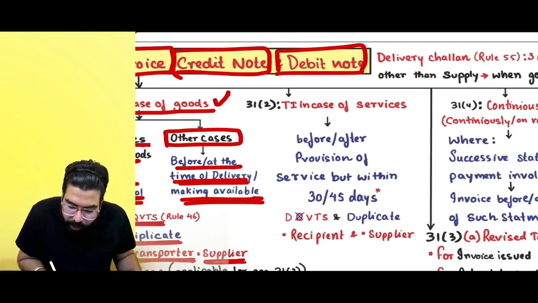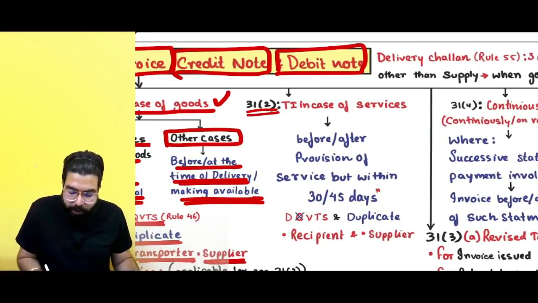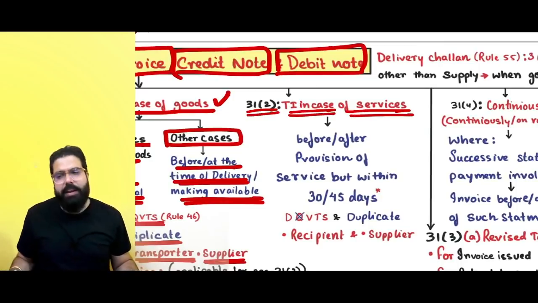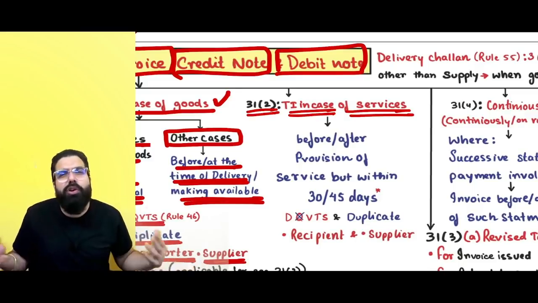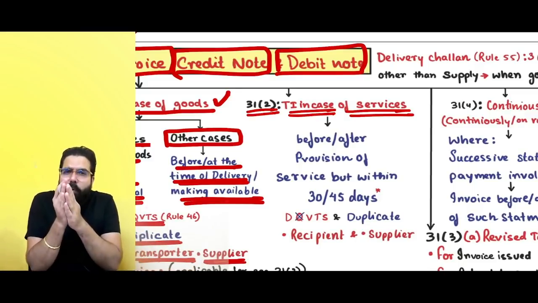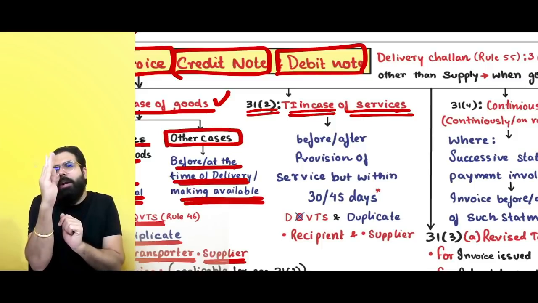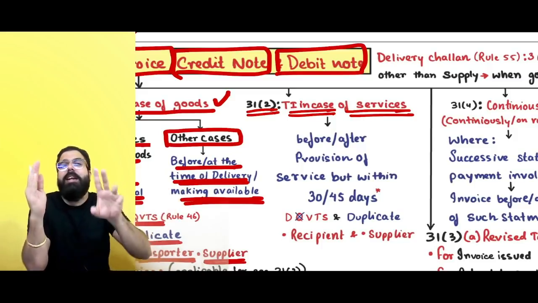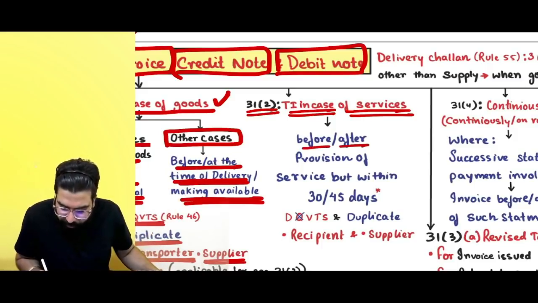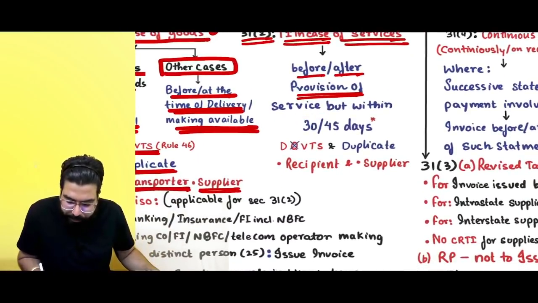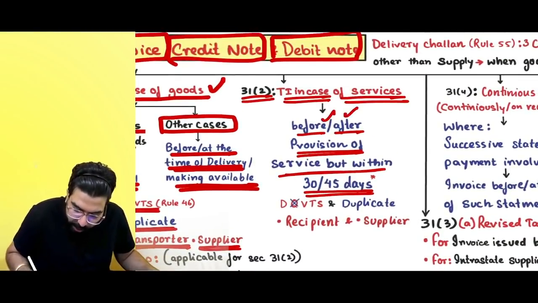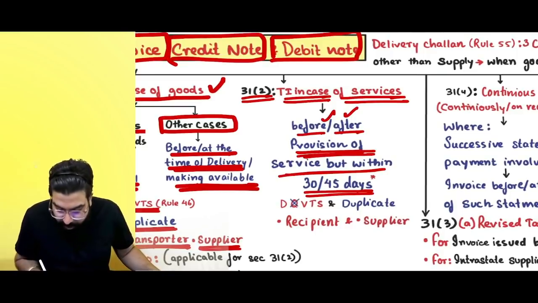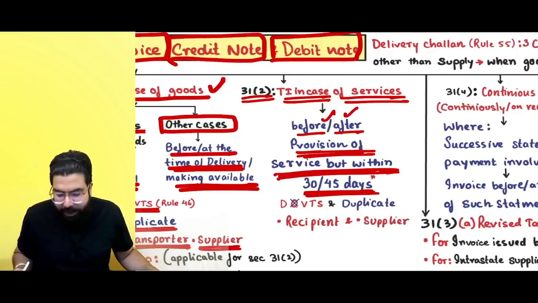Then section number 31(2) went ahead and told tax invoice in case of services. In case of services, tax invoice when you are going ahead and raising, sir, when should you raise the invoice? On or before. Sir, if I have gone ahead and provided the service today, from here 30 days or 45 days, before or after the provisioning of service, but within 45 days. Everyone, before or after the provisioning of service, but within how many days? 30 days or 45 days.